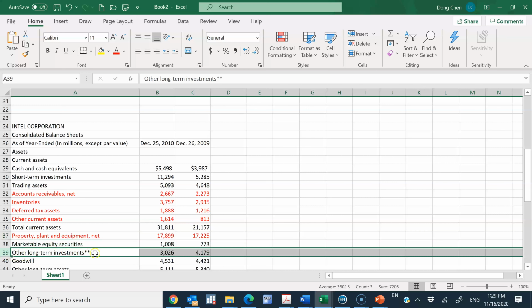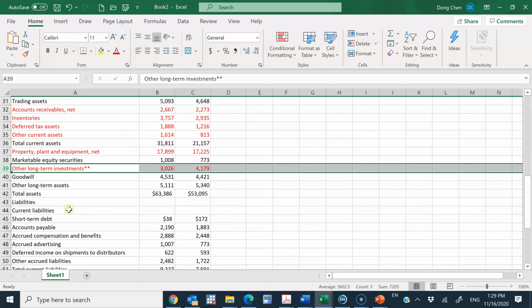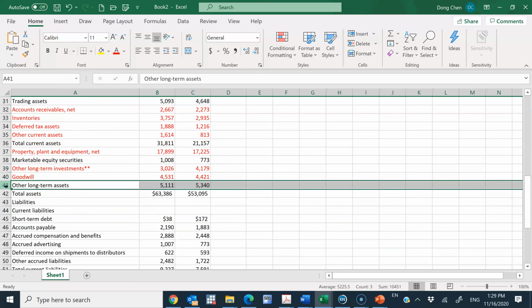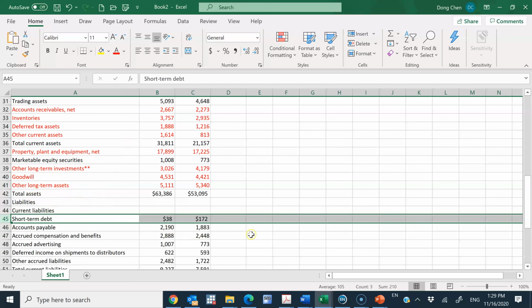Other long-term investments, as we just read in the notes, this is an operation related asset based on the footnote. And goodwill is operation related. Other long-term assets, generally we also assume this is operation related. So we're done with the asset side, and on the liability side, short-term debt is financing related, so this is also not operation related.